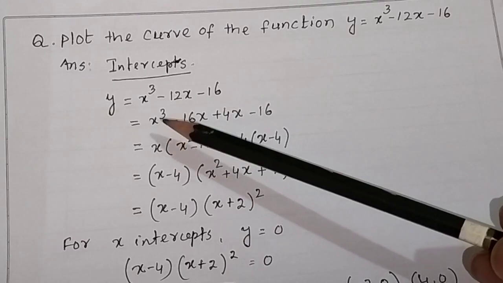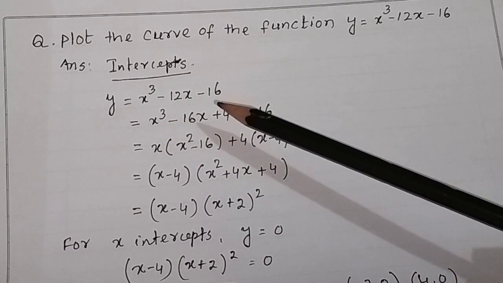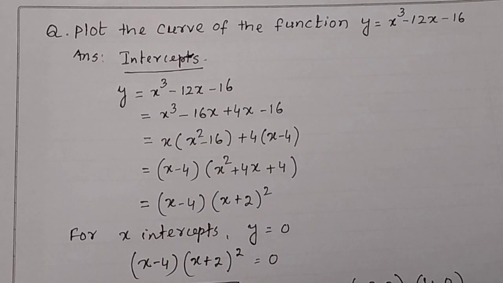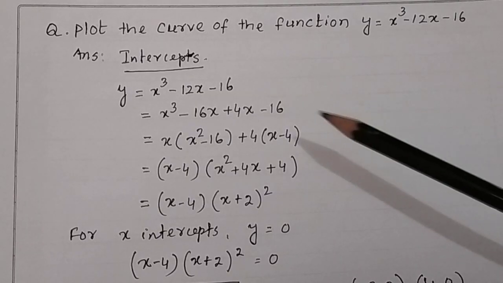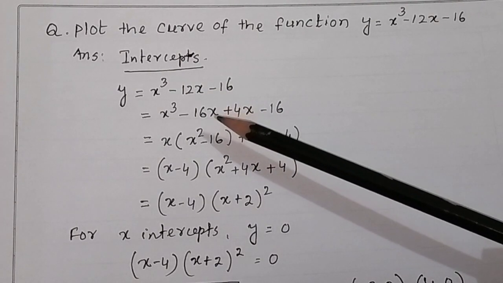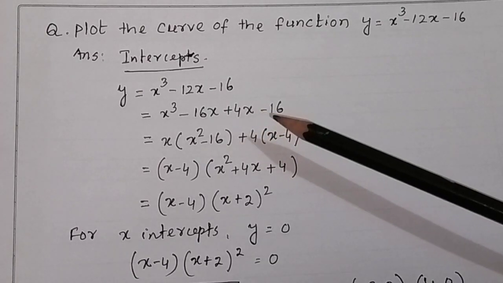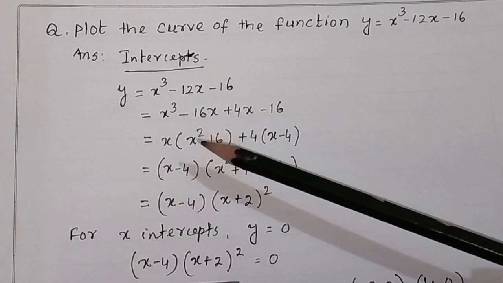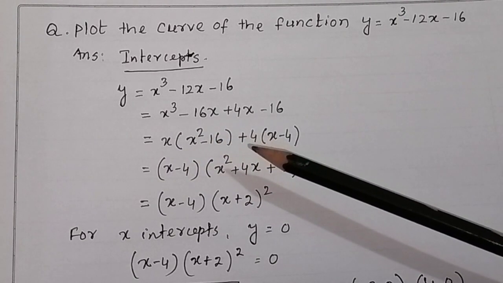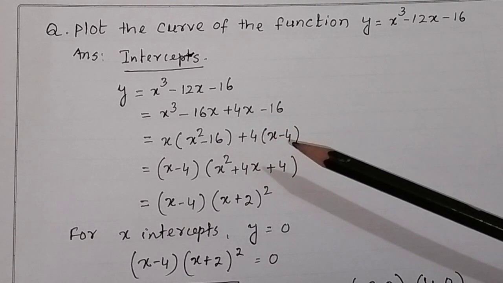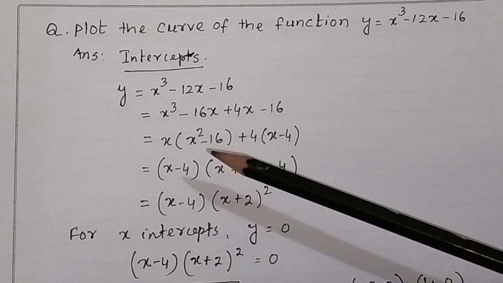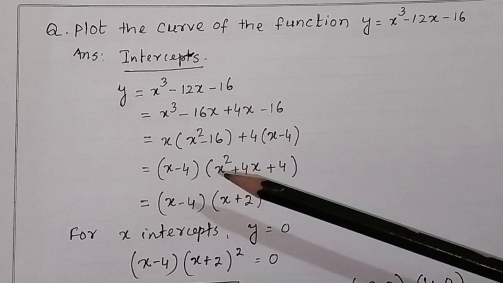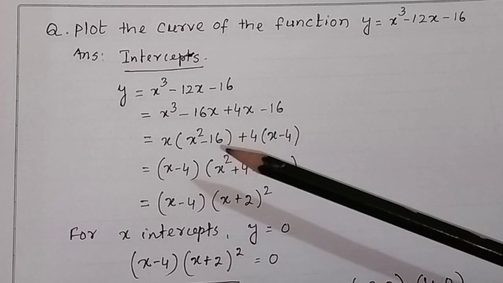The given function is y equal to x cube minus 12x minus 16. First we have to write the function in terms of factors. So x cube minus 12x is equal to minus 16x plus 4x minus 16. So if you take x common, here you will have x square minus 16 plus, if you take 4 common, x minus 4. So if you take x minus 4 common from these two, then in the bracket you have x plus 4.